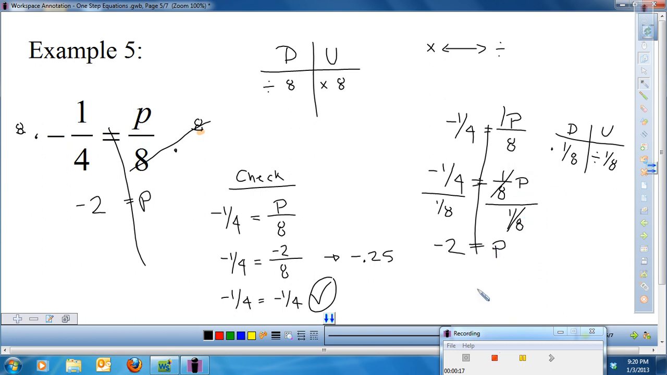So either way works. We're going to talk a little later about why this works. It's because dividing is the same as multiplying by the reciprocal, and we'll talk about that later. But just know that you can do either method. You can either choose to undo divide by 8, or you can pull out 1/8 as a fraction and then get rid of this 1/8 times p by dividing by 1/8. Either way, you get an answer that p is negative 2.